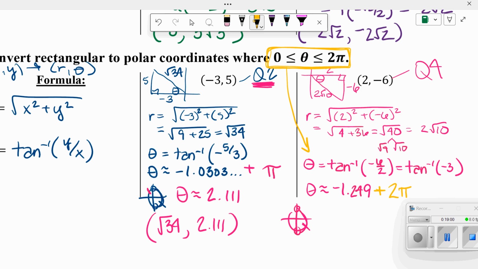All right, so go to your calculators, add 2 pi. And your theta should end up being about 5.034. So our polar point would be 2 square root of 10, comma, 5.034. And that is how you change rectangular into polar.